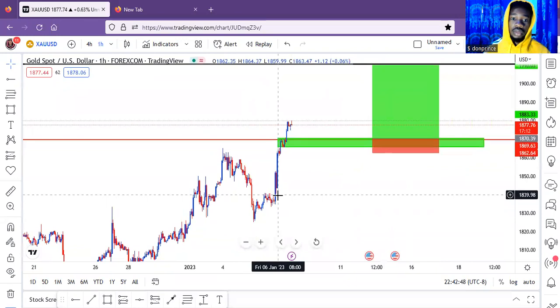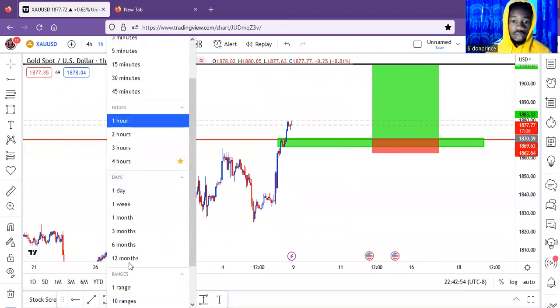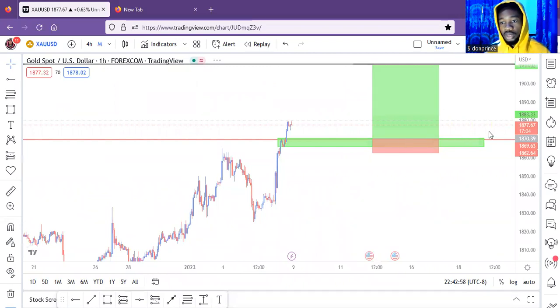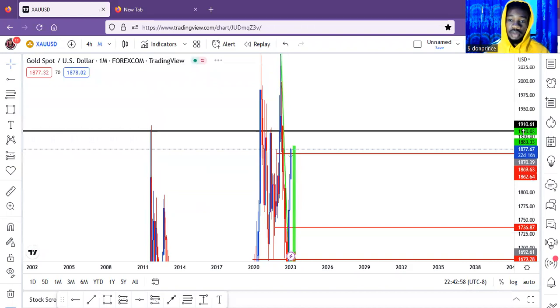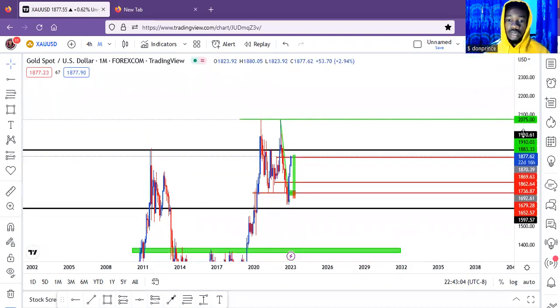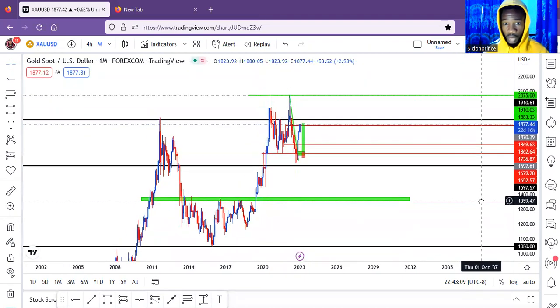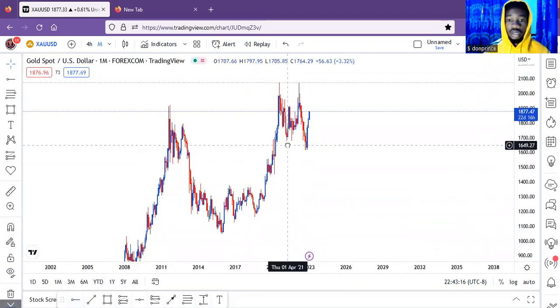Okay, so this is the H1 time frame. Let's go to the bigger picture, which is the monthly time frame of gold. These are the monthly time frame. It's very charming. So start by clearing every drawing here.